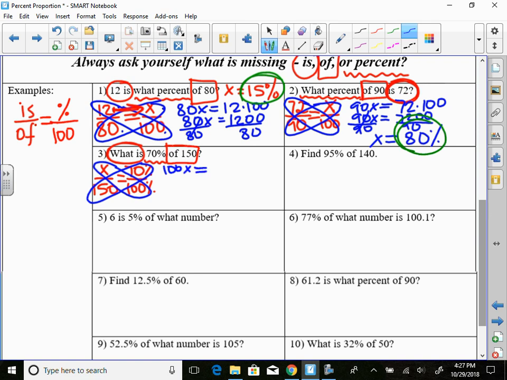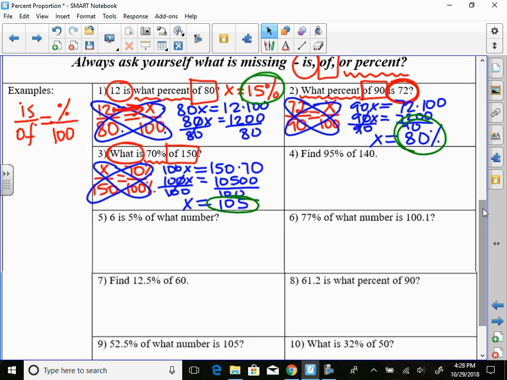100x is equal to 150 times 70. 100x is equal to 10,500. Divide both sides by 100, and x is 105. Okay, x is 105. So here's my answer. So let's see if our answer makes sense. We know that 150 was the total and the part has to be smaller than the total. 105 is smaller than 150, so we're good to go.